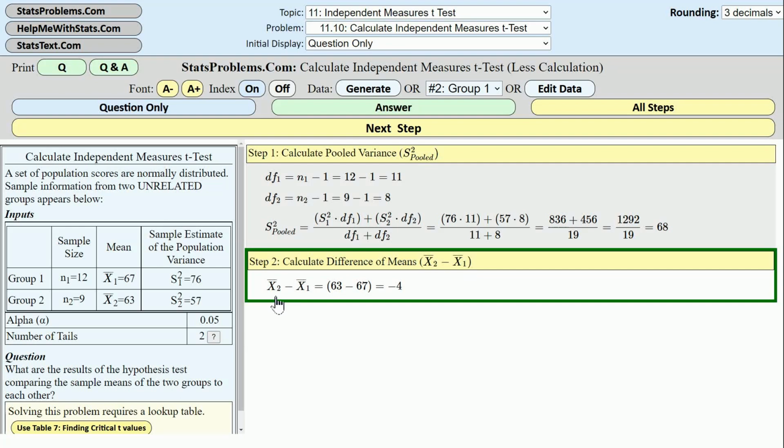In Step 2, we calculate the difference of the means, X bar 2 minus X bar 1. In this example, the difference of the means, X bar 2 minus X bar 1, equals 63 minus 67, which works out to minus 4.